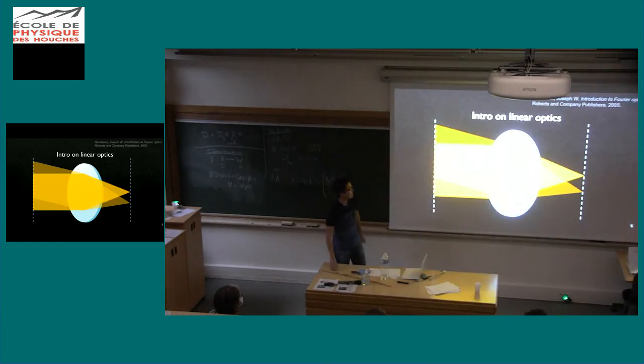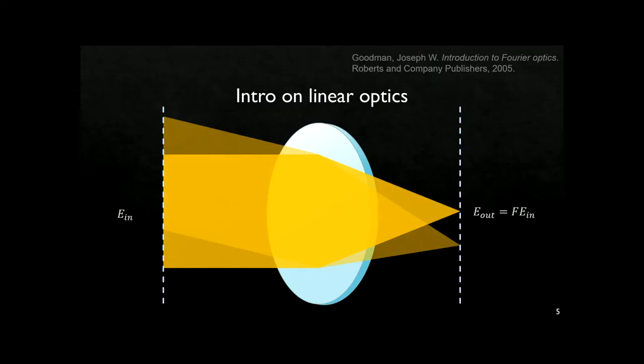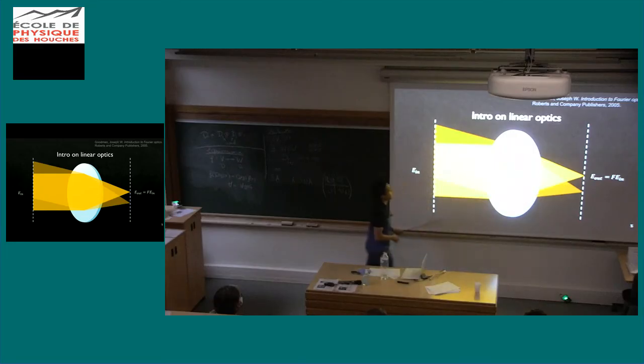And what is linear optics? Ta-da! If you sum the two, then the output is the sum of the two previous outputs. You can have a look at this book if you're more interested. Basically, you can model all of optics using linear operators like this one. In this case, it's very simple: when this plane wave passes through the lens, a Fourier transform operation is performed.